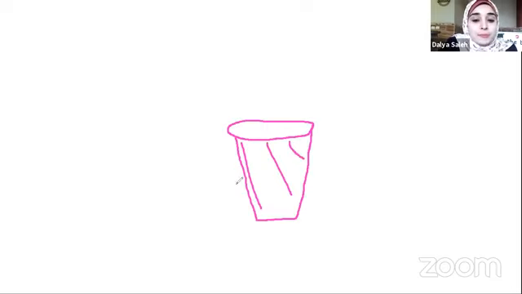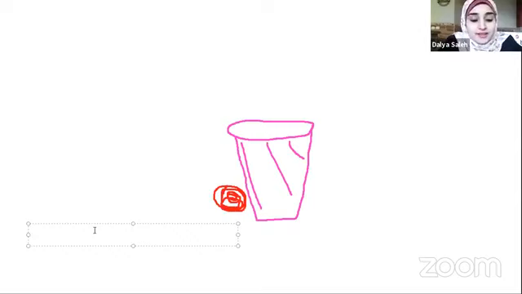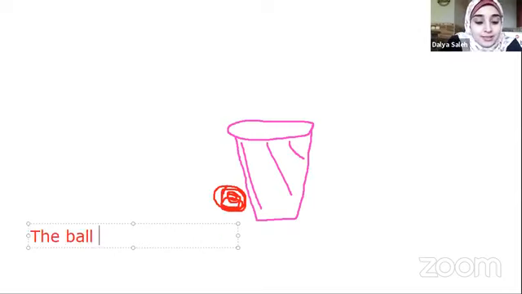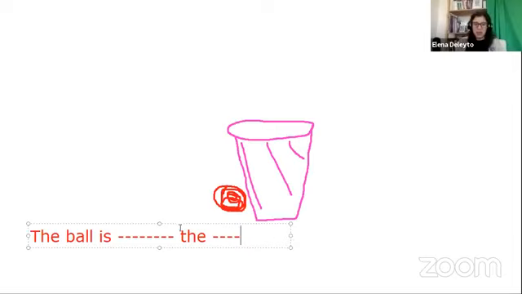a ball here. This is a ball. Can you see it? Yes. Where is the ball? Where is the ball, Elena? The ball is next to the bin. Bravo. Excellent. The ball is next to the bin. Excellent. So next to the bin. Bravo. And now, Elena, what are you going to do?